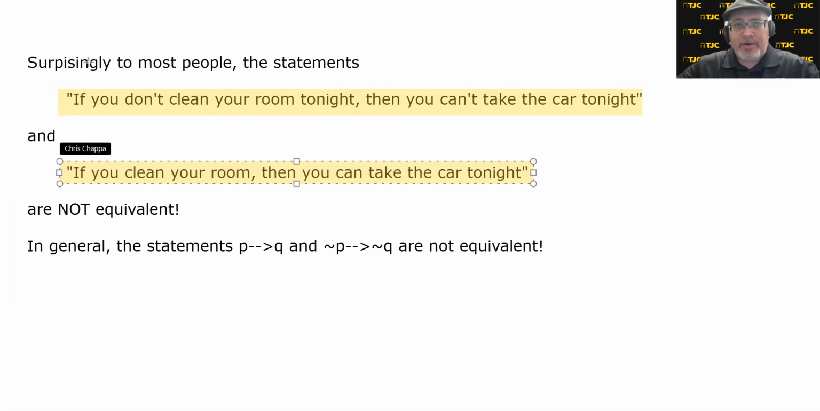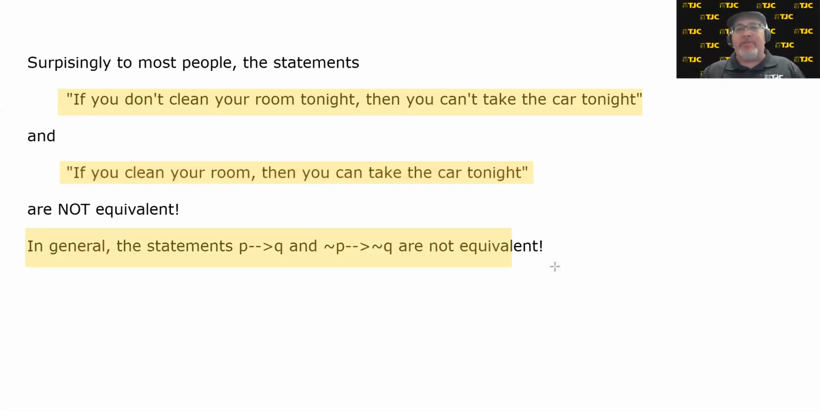You said if I clean my room. No, I never said what would happen if you clean your room. I only said what would happen if you didn't clean your room. Of course, I would still let them take the car. But the point is, when you have a conditional, it is saying what happens under a certain condition, hence the name conditional. Under the condition that you don't clean your room tonight, I promise this will happen. I didn't say what would happen if you did clean your room tonight.